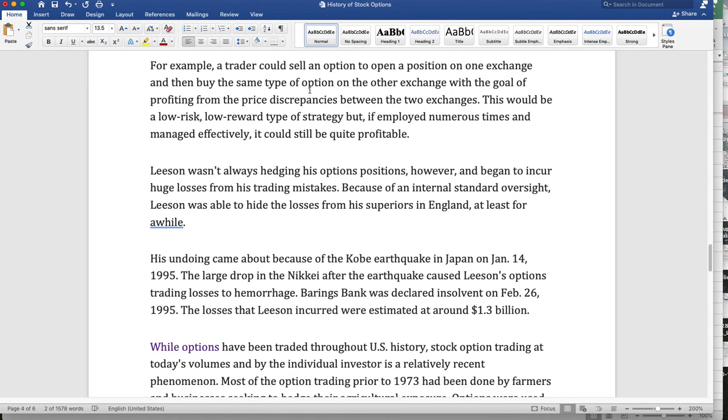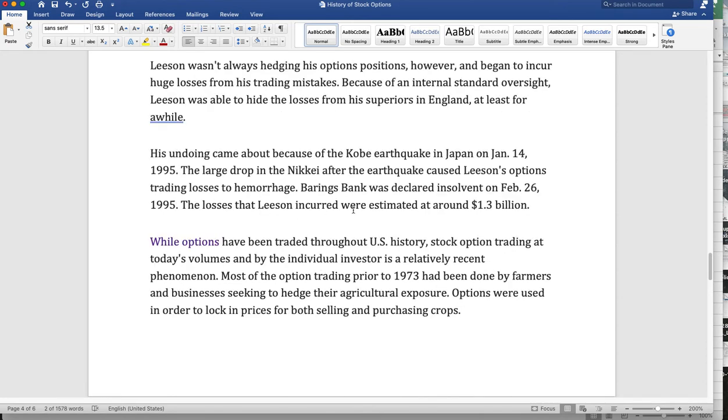A trader could sell an option to open a position on one exchange and then buy the same type of option on another exchange with the goal of profiting from the price discrepancies between the two exchanges. This would be a low risk, low reward type of strategy, but if employed numerous times and managed effectively, it could be quite profitable. And then they talk about the changes, and then back here at the earthquake of Japan in 1914.